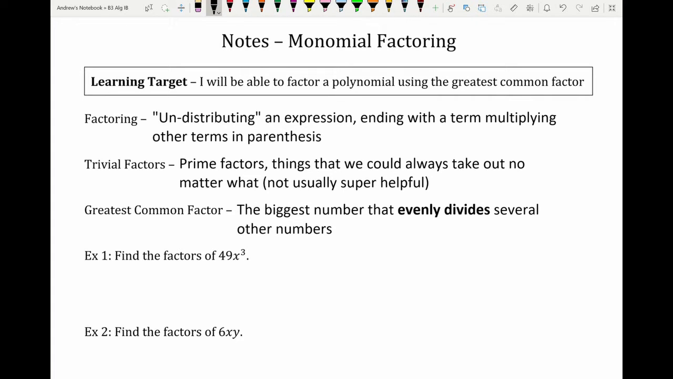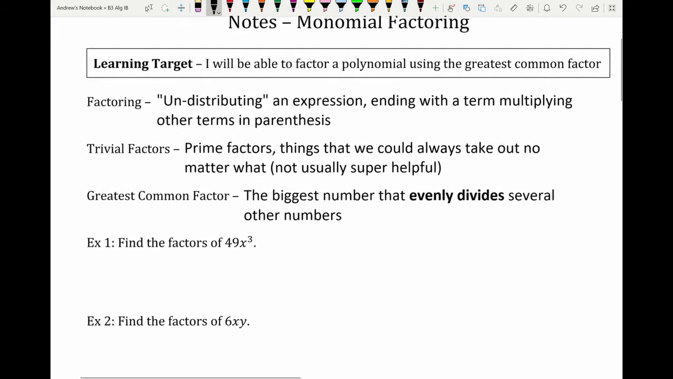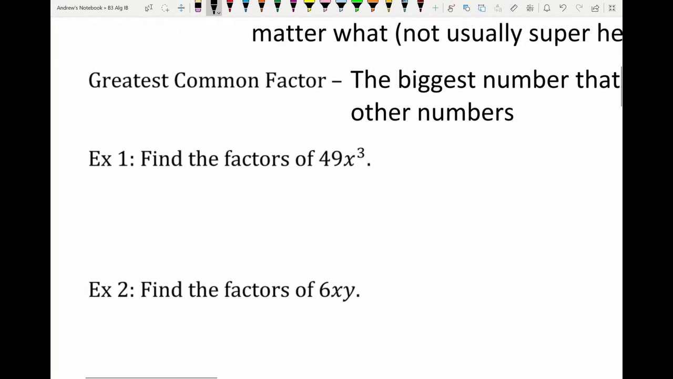So we want the biggest number that evenly divides several other numbers, right? We're also going to take a look at what that looks like for variables as well. When we're talking about this, though, the evenly divides part is pretty big, right? So for example, we're taking a look at this first one. We want to find the factors of 49x to the third. If I was looking for something that's a factor of 49, I wouldn't think, oh yeah, 2 goes into 49, because it doesn't, right? If I divide 49 by 2, I get 24.5 on the other side of things. So that doesn't evenly divide. We want things that nice and evenly split the number up.